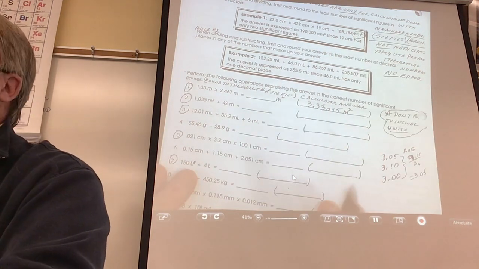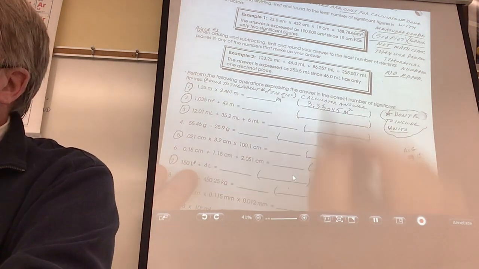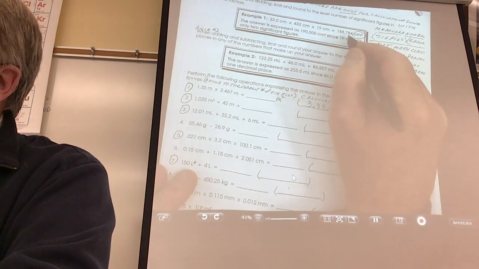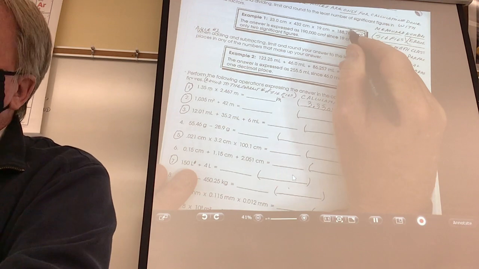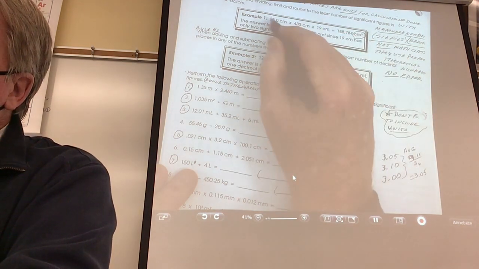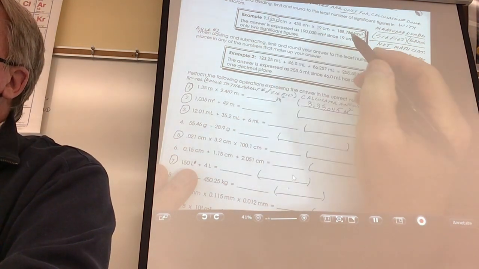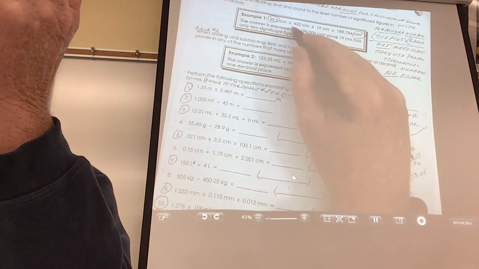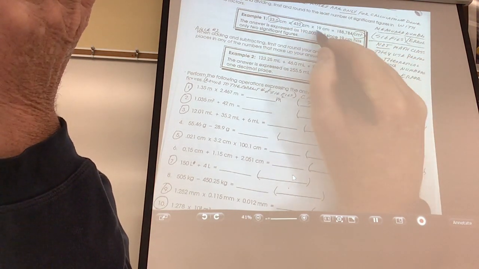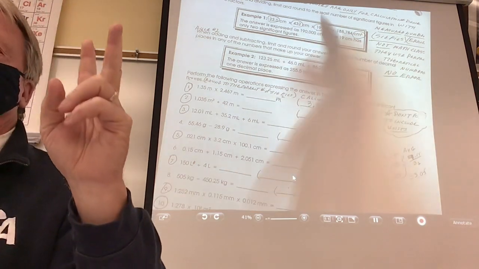Well, what do you mean? You can't. You'd be lying to people. You're trying to say you know the volume of that object with 6 sig figs of assurance? How many sig figs were here? Real quickly, go. 3. How about here? 3. How about here? 2.